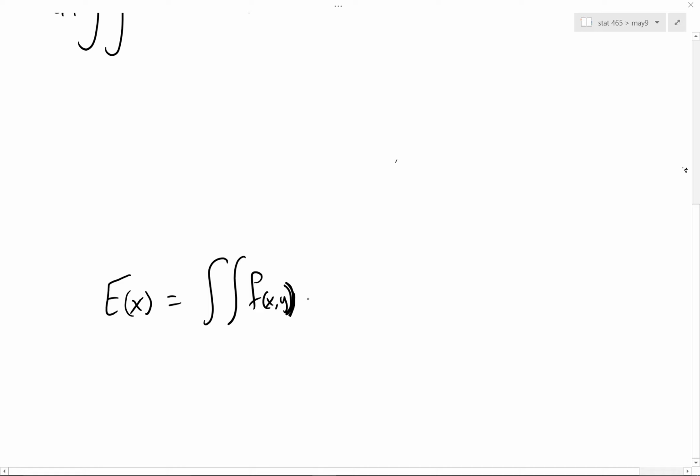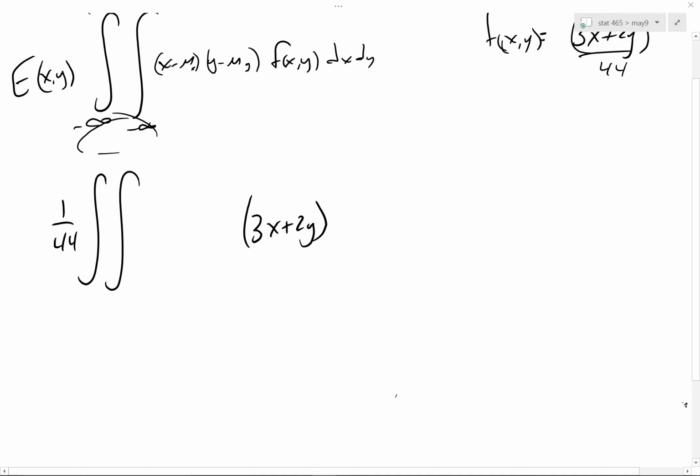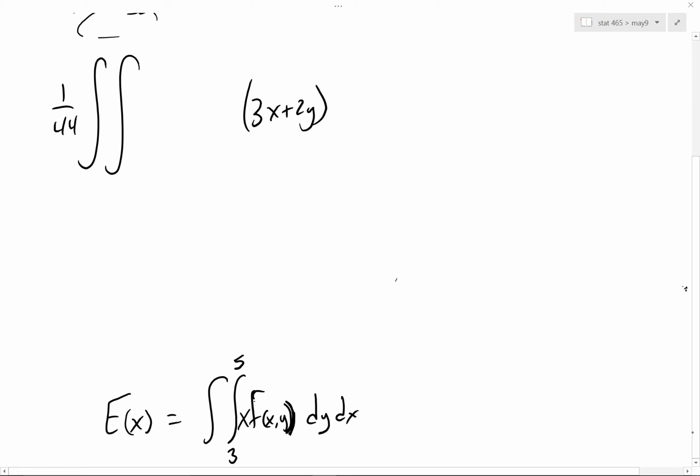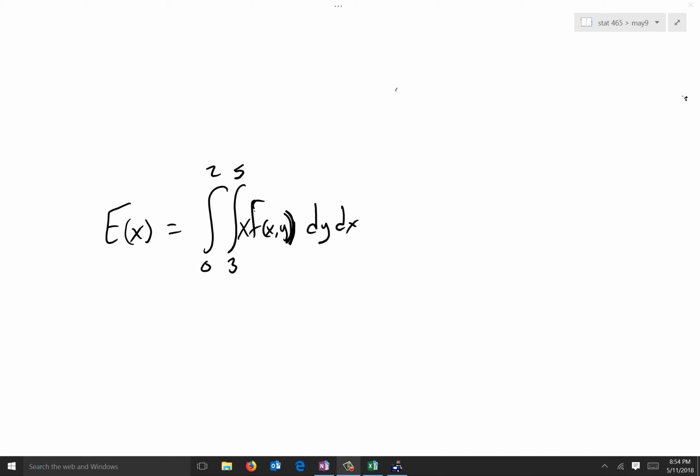Like so. And then here's the deal. I'm going to do dy over its entire region, and there's going to be x in here. Sorry about that. So I'm going to integrate dy over its entire region, 3 to 5, and dx over its entire region, which is 0 to 2. So let's see what happens here.